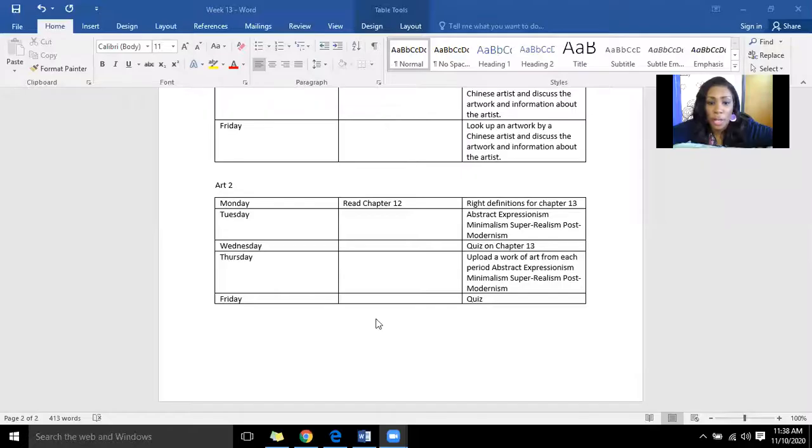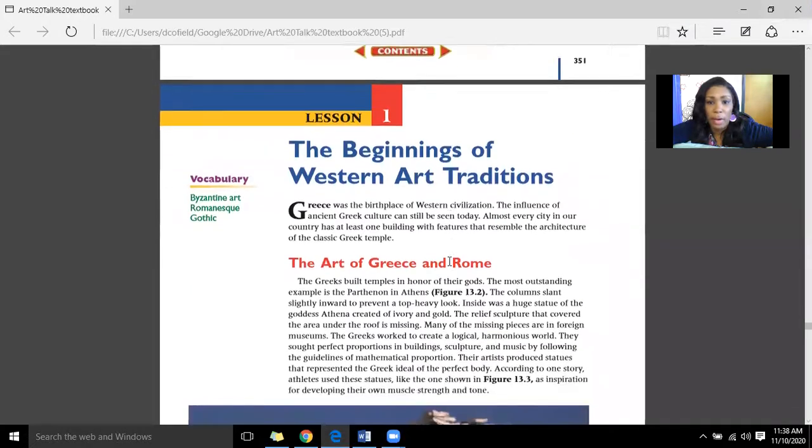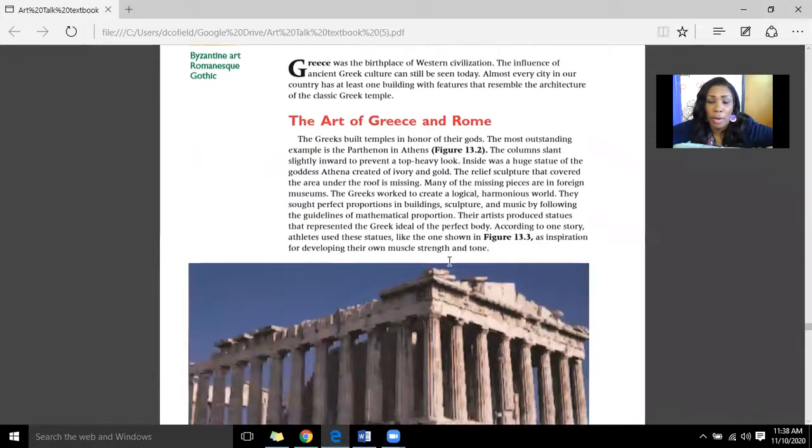So pretty much what we want to do today is to look at Chapter 13, which talks about traditions in art. So these are some terms that I want you to write down today. I want you to do the vocabulary terms for this chapter. I know we did cover it a little bit in the beginning, but we want to make sure we go a little bit more in depth because you are going to have an exam coming up soon. So Byzantine art, understand what that is.